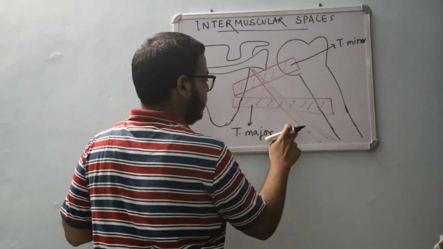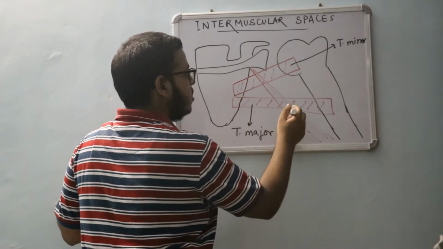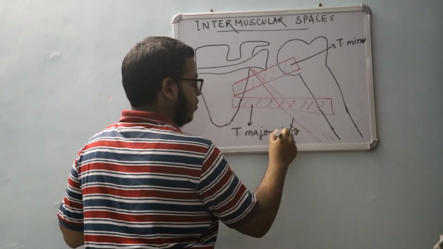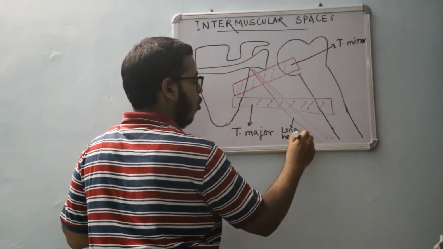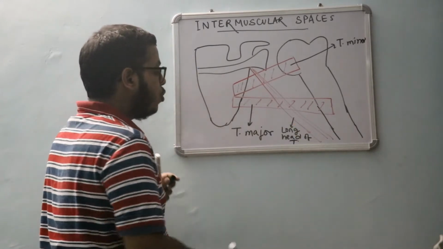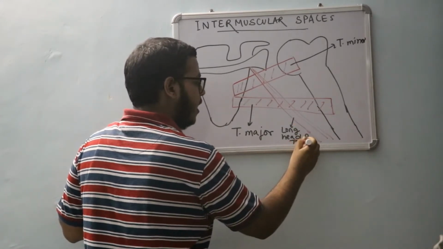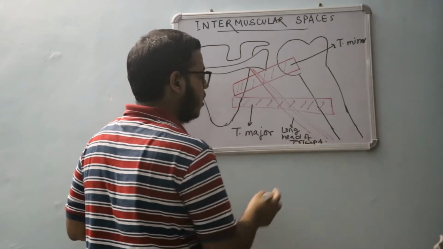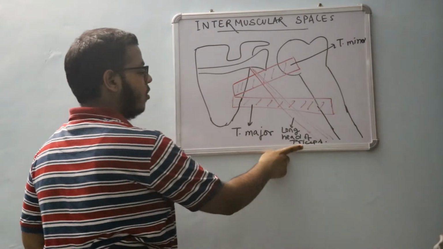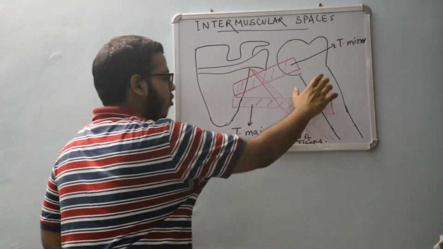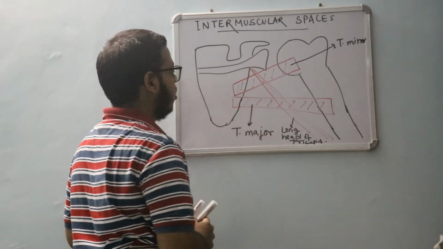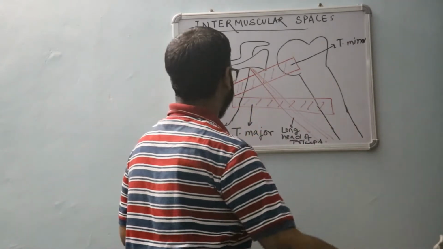And what is this muscle? This is the long head of the triceps. So these are the three T's that you need to know: the teres major, teres minor, and the triceps long head. Apart from this is the shaft of the humerus. So these are the three intermuscular spaces that we see.